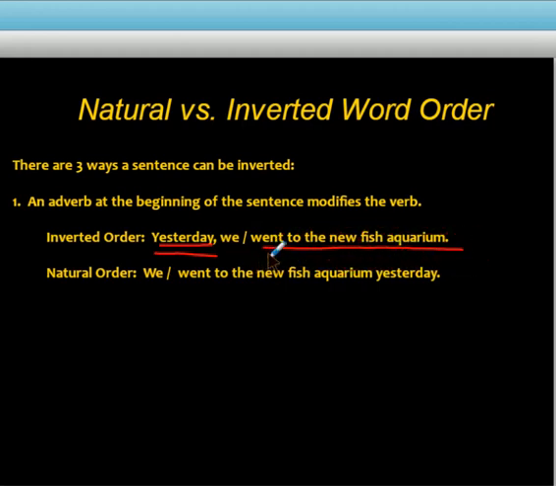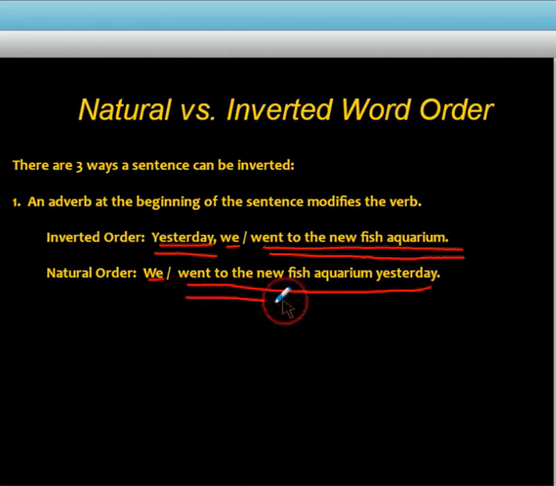Notice how we have part of the predicate in the front, then the subject is sandwiched in between the rest of the sentence, or the rest of the predicate. All right, but then if we said this sentence naturally, we'd say we went to the new fish aquarium yesterday. So we'd have our normal underlining once for subject and twice for the predicate. Okay?